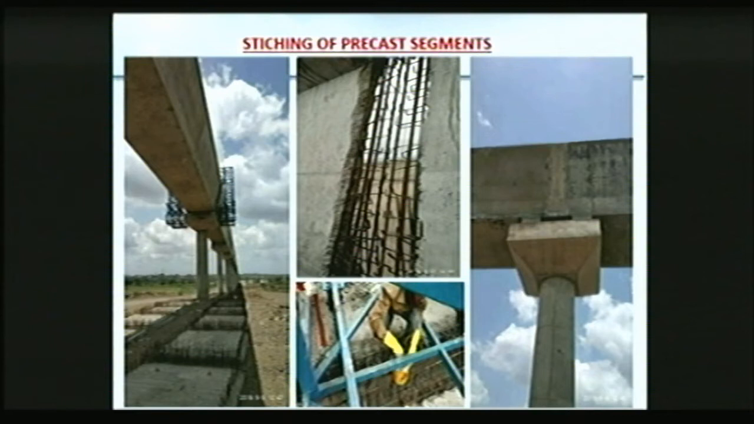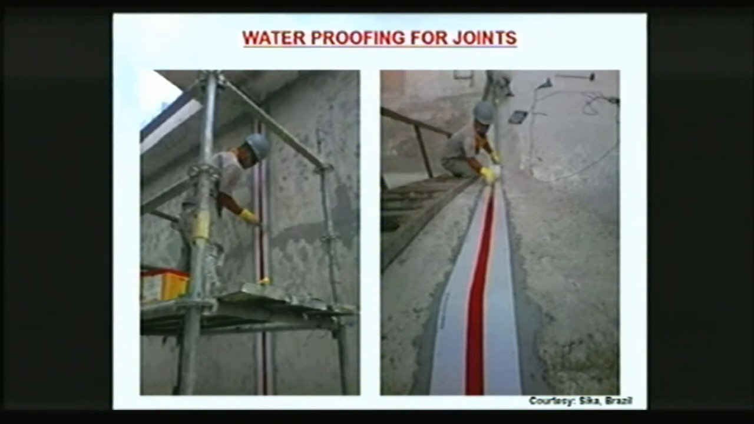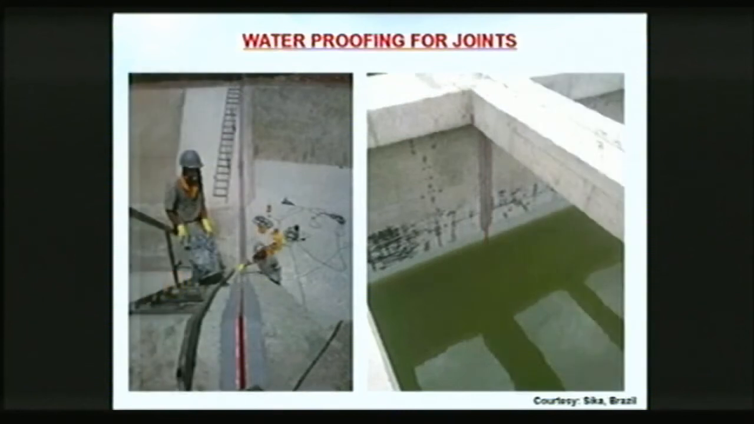And on the extreme right side, you can see after stitching, the 450 wide thing, what ends up in between the two spans after erection. And expansion joint is maintained because of the thermal expansion. Construction joint and the expansion joints are maintained through like this. And water bar is introduced to make it watertight. And this is what is tested for the watertightness.